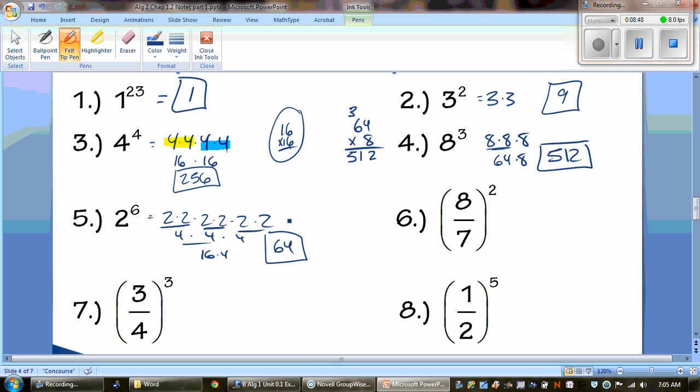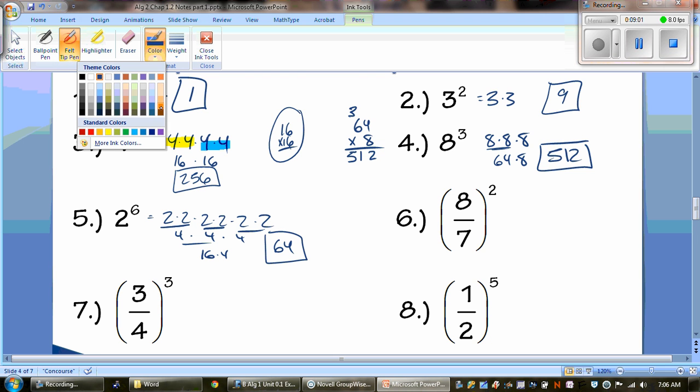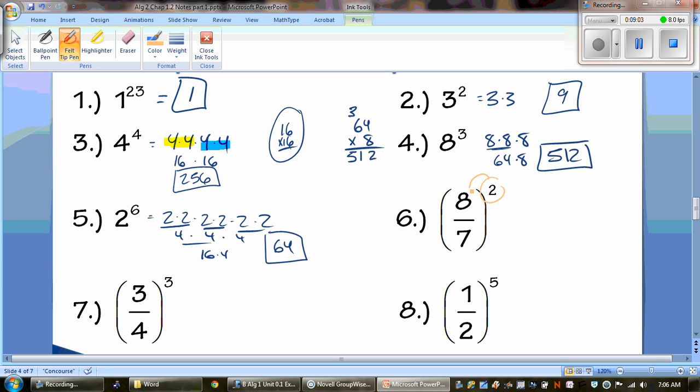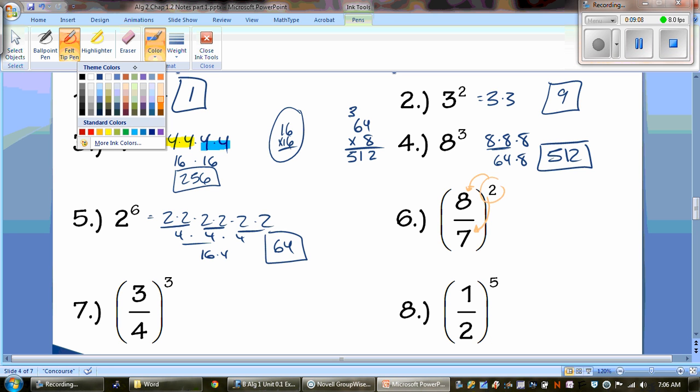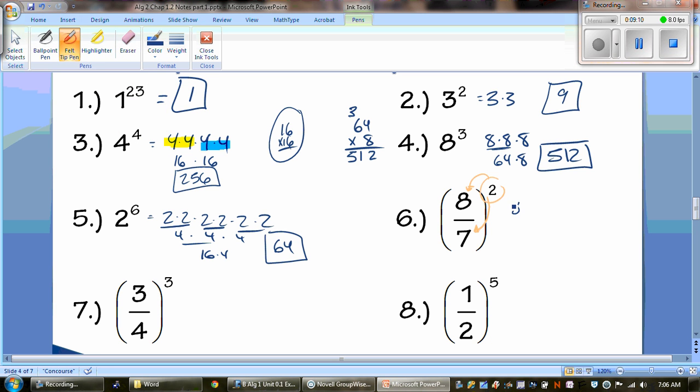Now, when you see the fractions, make sure that you reduce inside first if you can. And for 6, nope, we can't. So that exponent goes to both the 8 and the 7. So the way we write that, we would just write 8 over 7 times 8 over 7. And then you can multiply straight across. 8 times 8 is 64. 7 times 7 is 49.